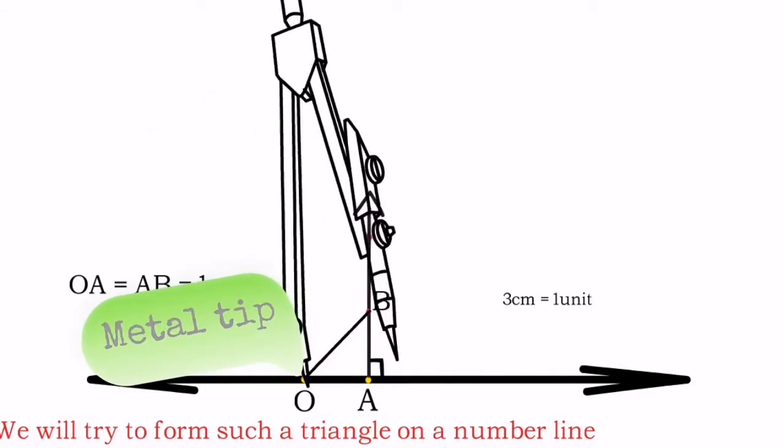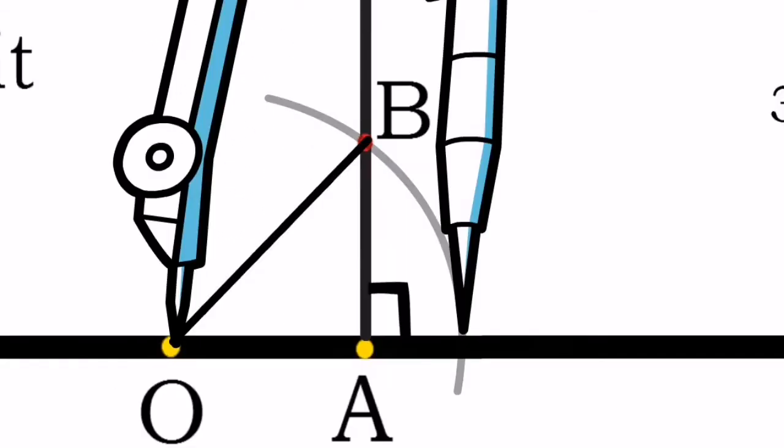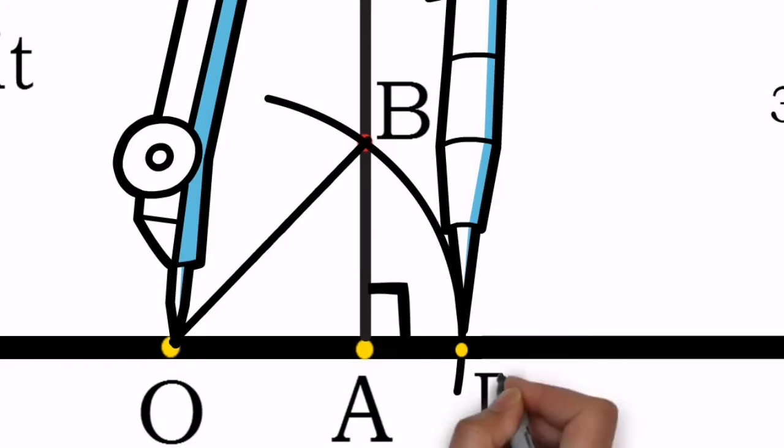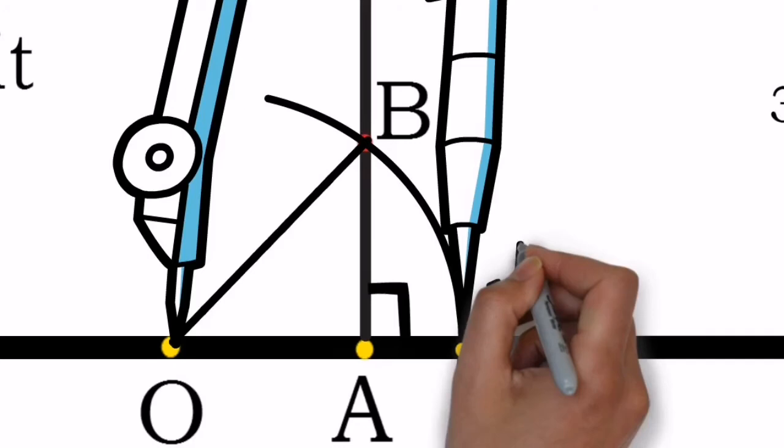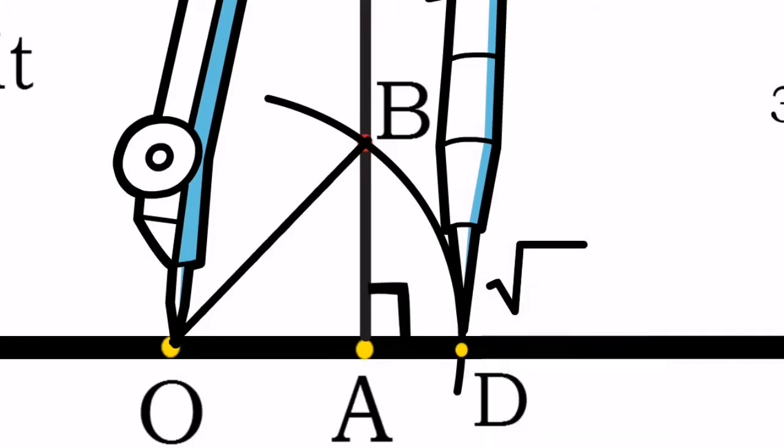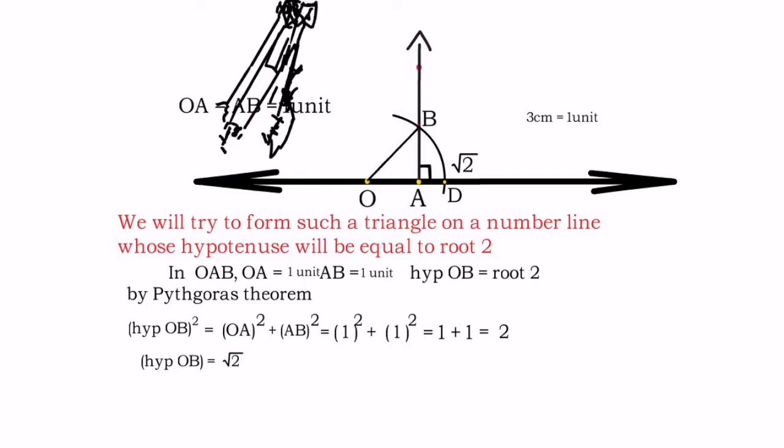Now take a compass, keep the metal tip on point O. I repeat, metal tip on point O, and pencil tip on point B, and then draw an arc which will intersect the number line the way it is shown and name it as point D. And this point D is nothing but will represent root 2 on the number line. I hope I made it very clear to you.